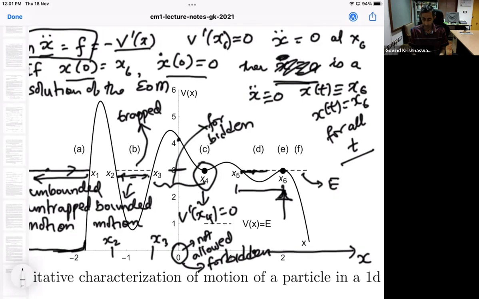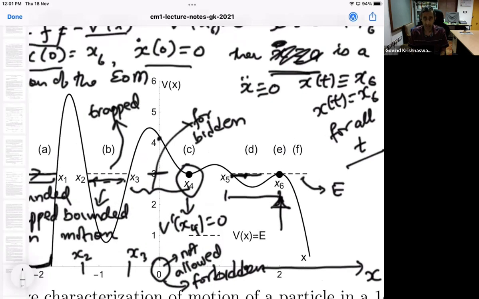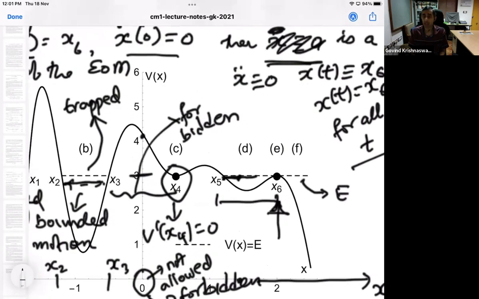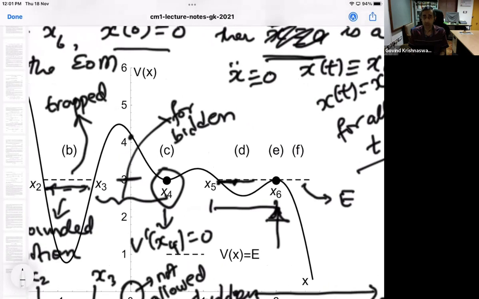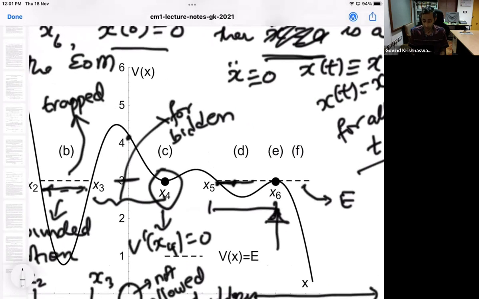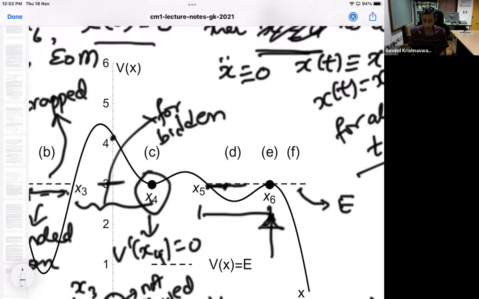But there is a slight complication near x6 because it is actually a local maximum of the potential. Let me pose this as a question. What do you think the particle will do if it is moving rightwards from here? Can you speculate as to what kind of motion will result?